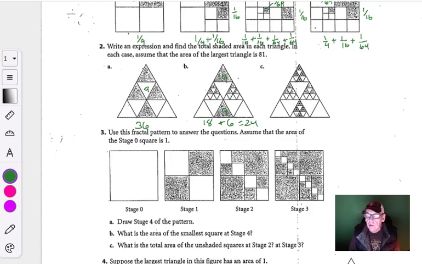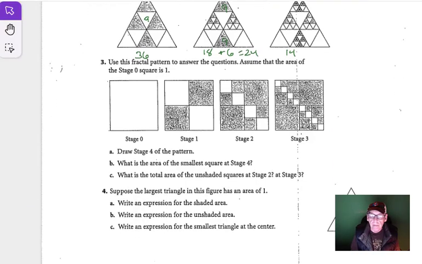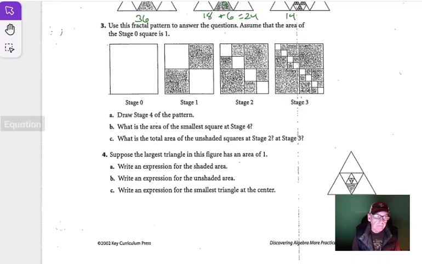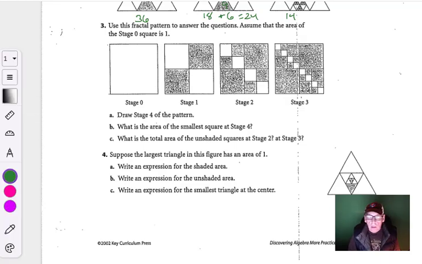Looking at C, all the small triangles are 1s. 1, 2, 3, 4, 5, 6, 7, 8, 9, 10, 11, 12, 13, 14. And each one of those is worth a 1. So we have 14 units in that one. Let's move up and see what we got.